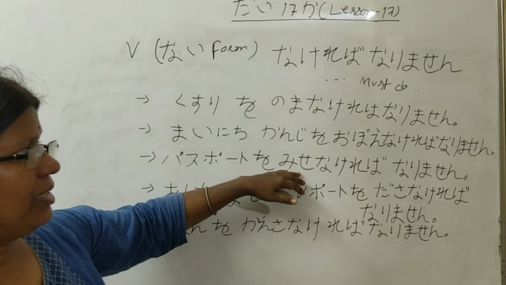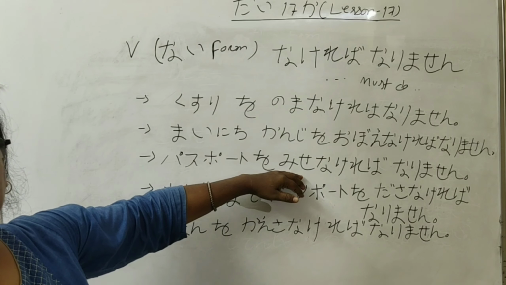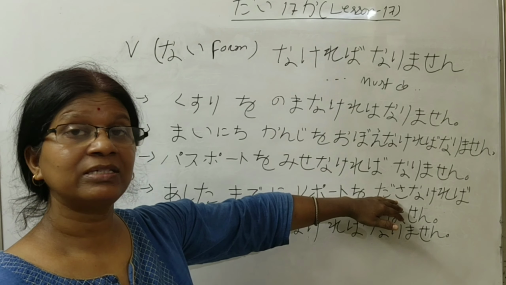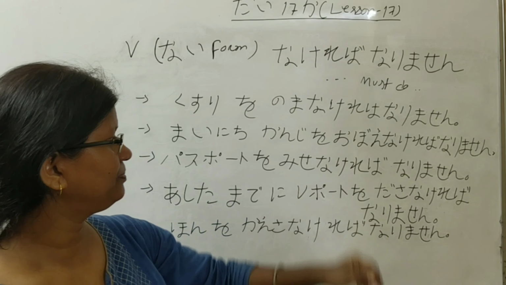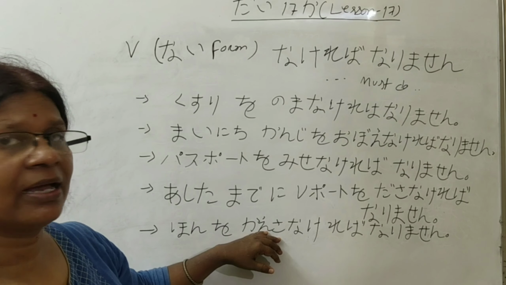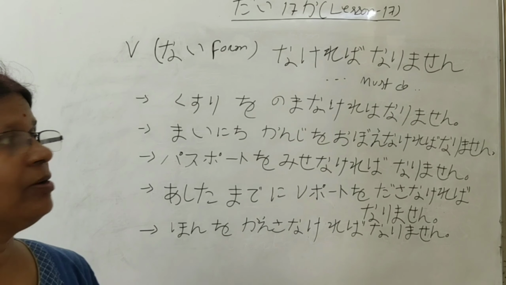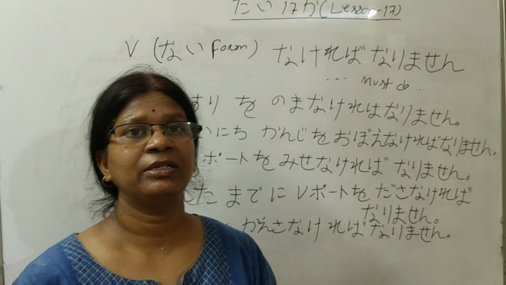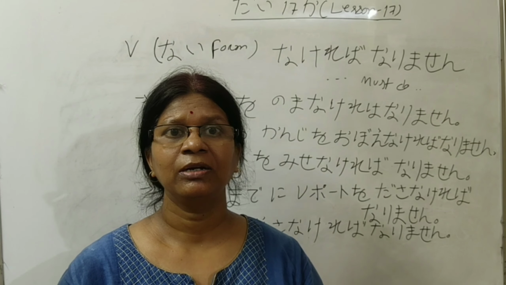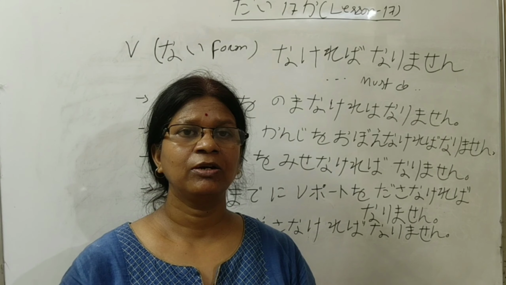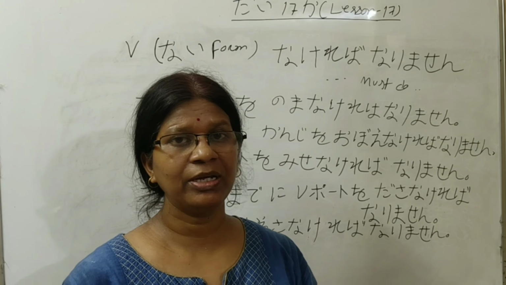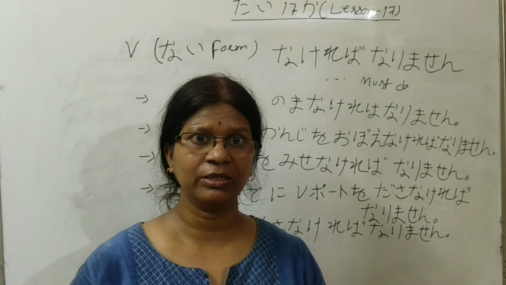見せなければなりません。見せます。It is a new group verb. 出します。出さなければなりません。返します。return. 返さなければなりません。Okay? Hope you understand the grammar form. V nai form なければなりません。Which means must do. We use it in the sense where we have to do the work.